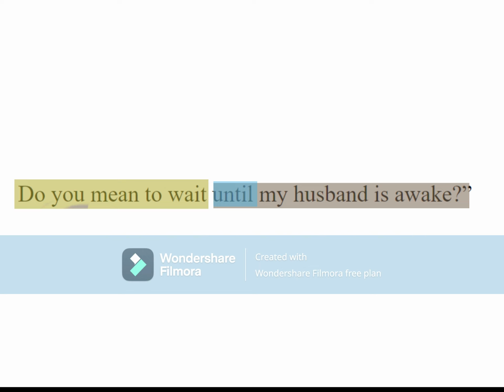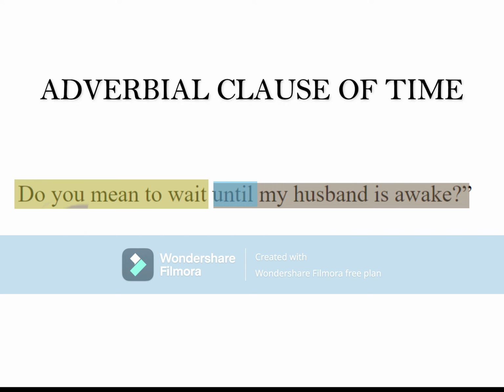In this case, the adverbial clause post-modifies the main verb and provides information about the time of it. So this is an adverbial clause of time. Adverbial clauses of time indicate when something is happening.